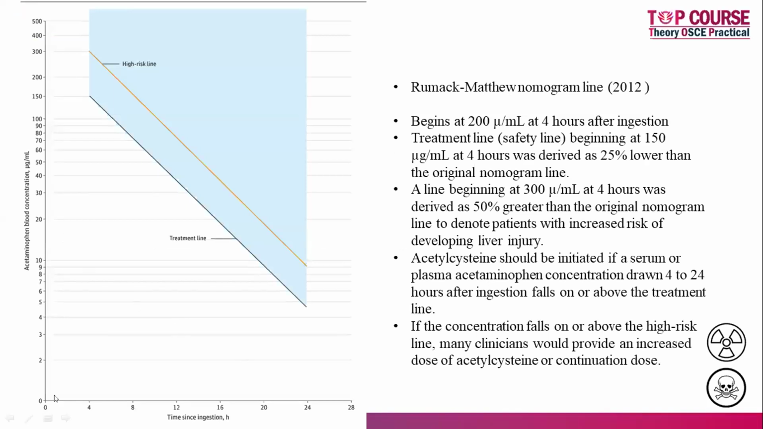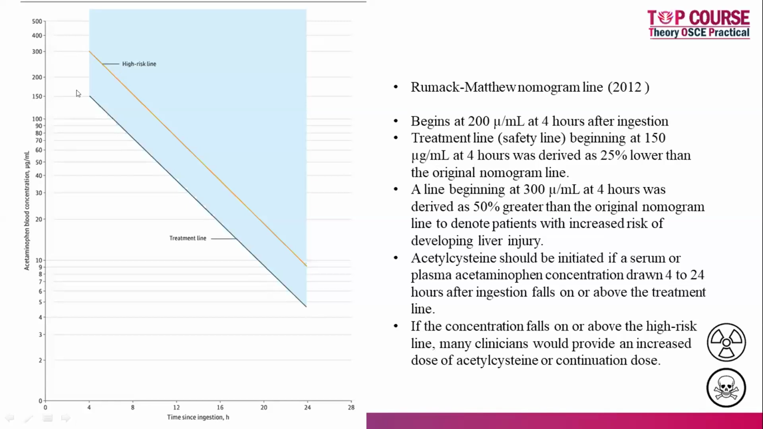Very, very important. So this is time since ingestion and this is the acetaminophen blood concentration in microgram per ml. Okay, so this was first given in 2012. Basically, when do you start marking this Rumack-Matthew nomogram? It begins at 200 microgram per ml at 4 hours after ingestion. There are two lines which I've already spoken about in the previous slide. One is known as the treatment line, also known as the safety line.